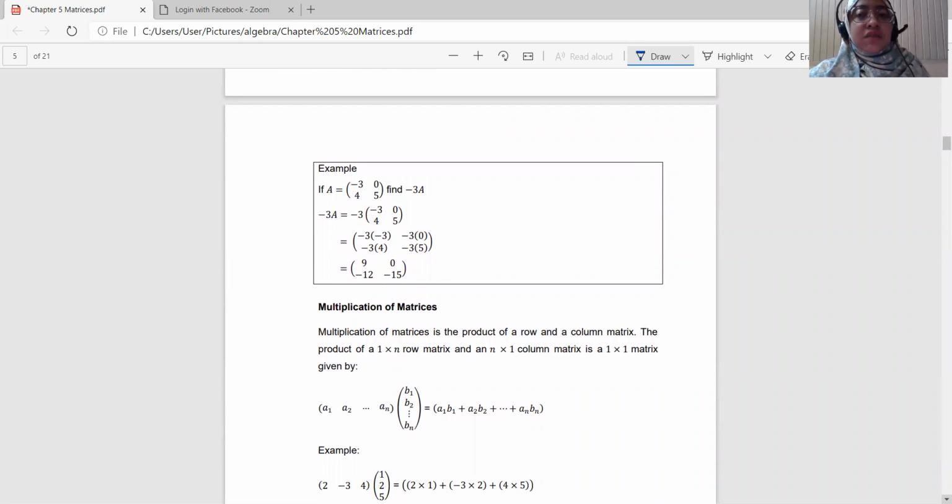We can see the example as shown on the screen. If A is -3, 0, 4, and 5, find -3A. It means that matrix A, you have to multiply with -3. So every element in the matrix, you have to multiply with -3, and you can get the final answer.